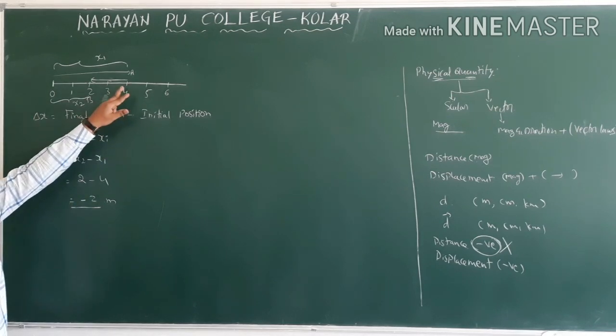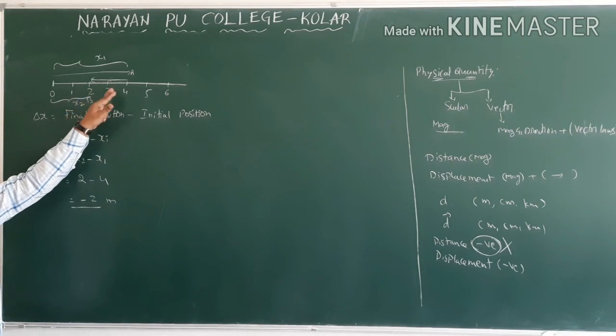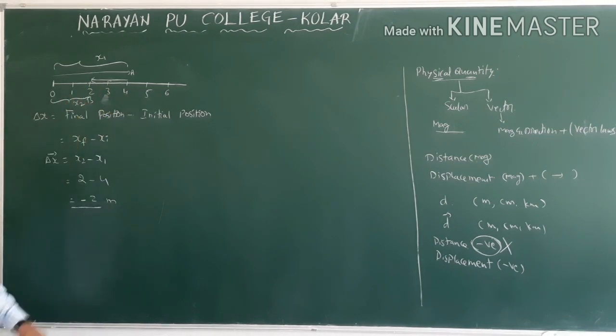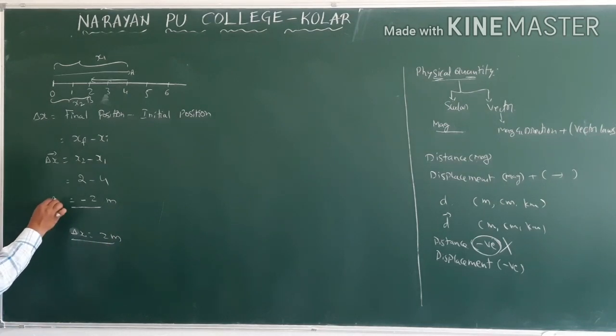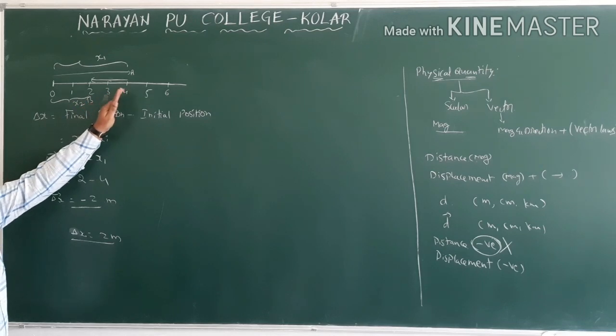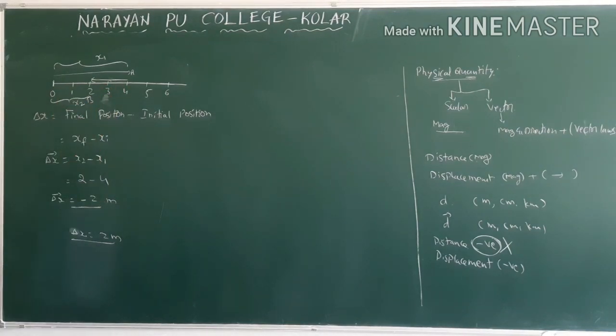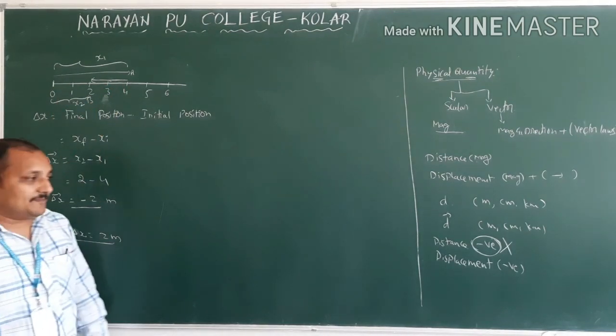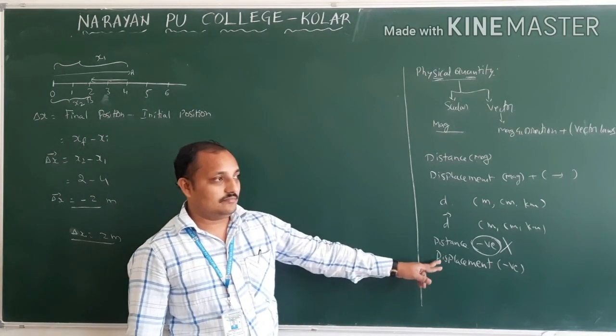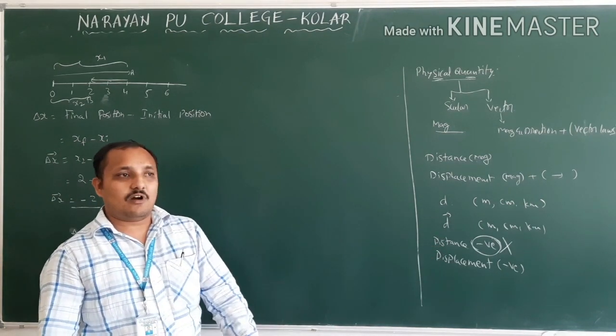What is the distance covered between A to B now? Final position minus initial position, then you should take 2 meters. 2 meters is the distance. Delta x, 2 meters, this is indicating distance. Delta x with this bar has direction. This is nothing but displacement. So this minus is giving negative direction, and negative direction means opposite direction. Understood? Now displacement can be negative, distance cannot be negative. Now you got the differences.